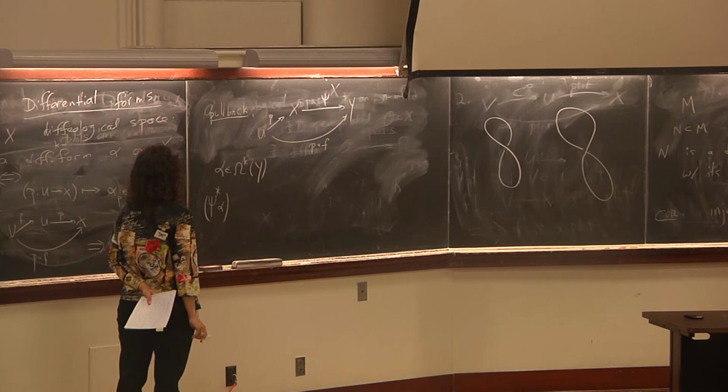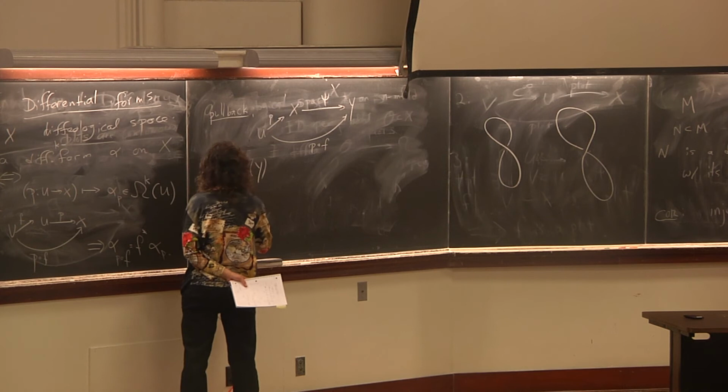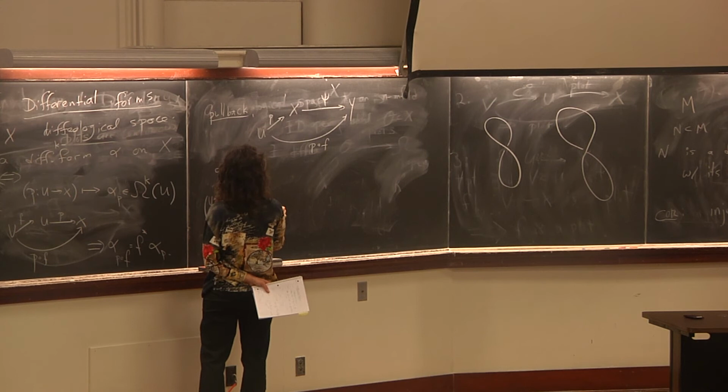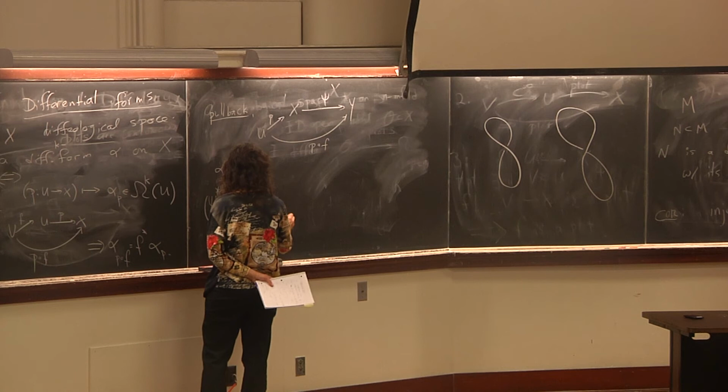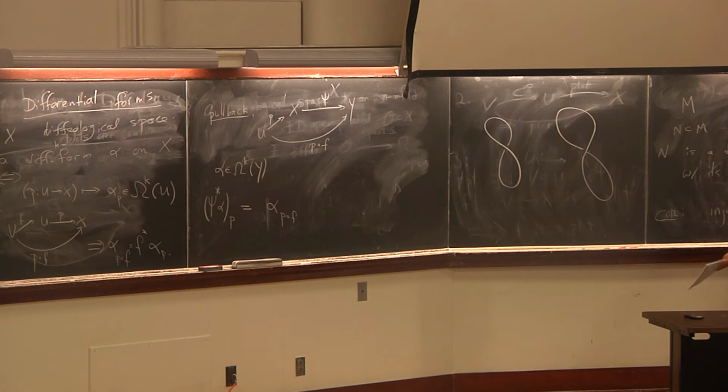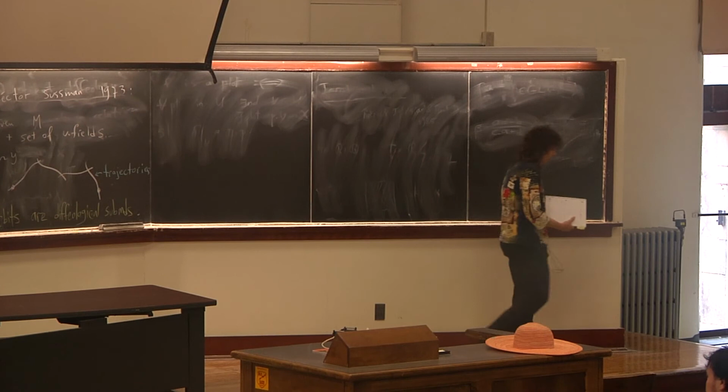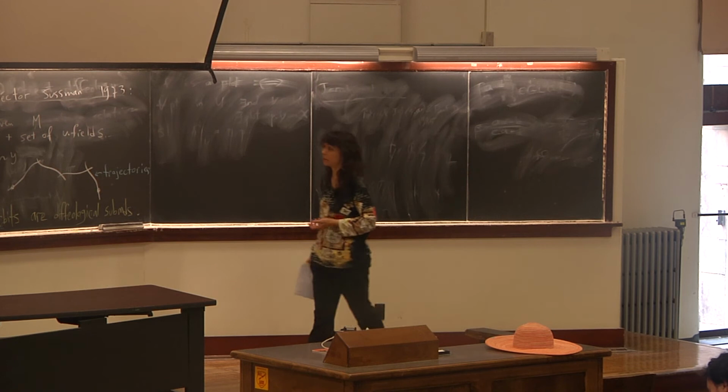So we've got the obvious definition of pullback, which is the only definition according to which the pullback of a composition is the composition of the pullbacks. And with these definitions, for a manifold you don't get anything new. A differential form is characterized by its pullbacks with respect to all plots.